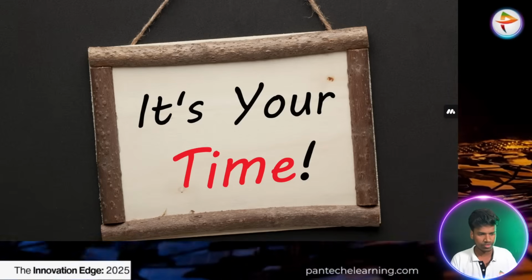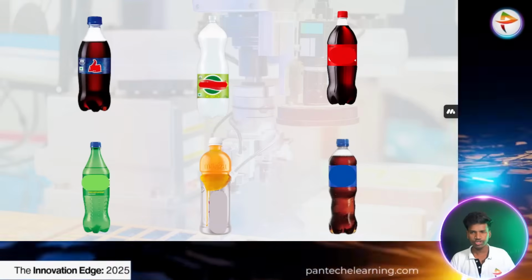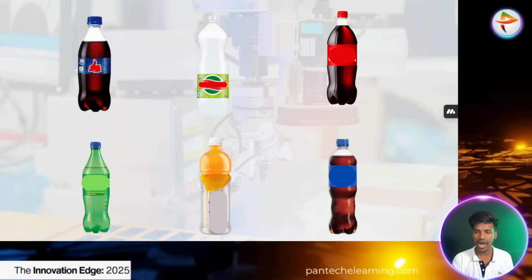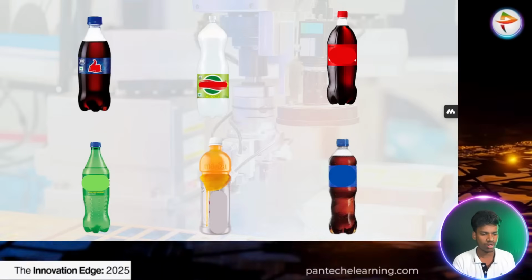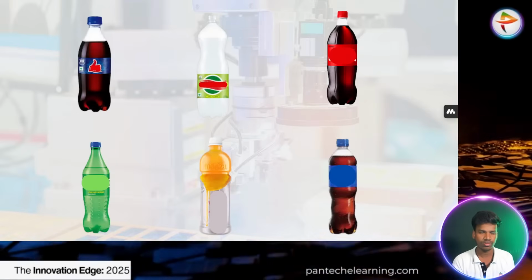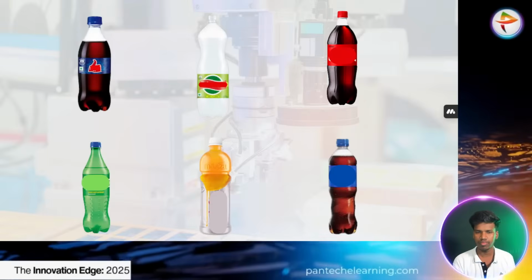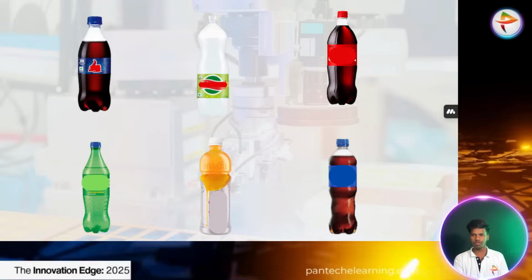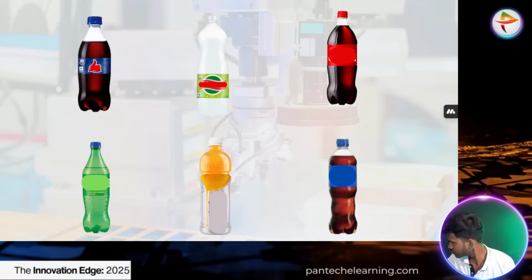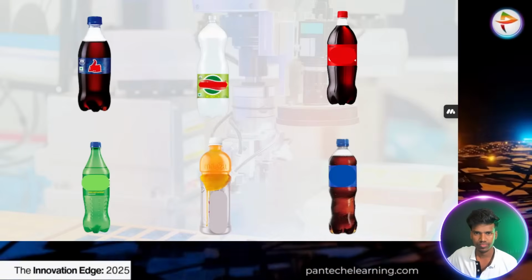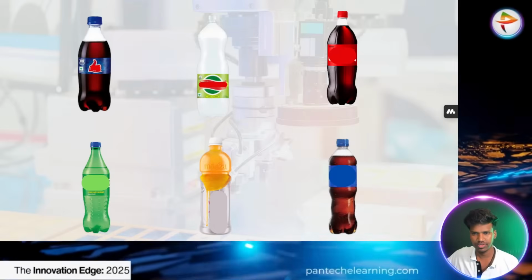Okay, so now we are entering your time. Try to find out this cool drinks brand name. It is showing only the juices, I mean soft drinks. The cool drinks picture only is there. Try to find out the brand name of each one. It's the easiest one.